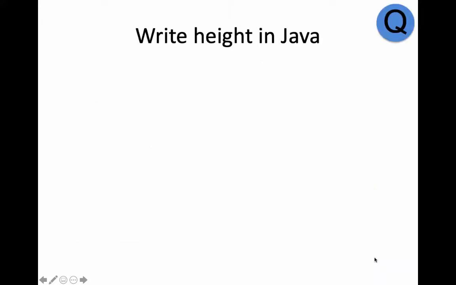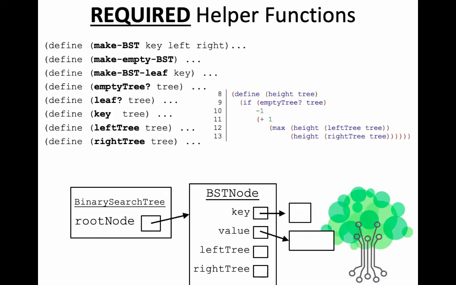Okay, so your task is to try and write height in Java, and you might pause on this screen so you can see the height in Racket and the structure of the binary search tree and BST node. So I'll assume that you've paused the video and then I'll go ahead and live code it.